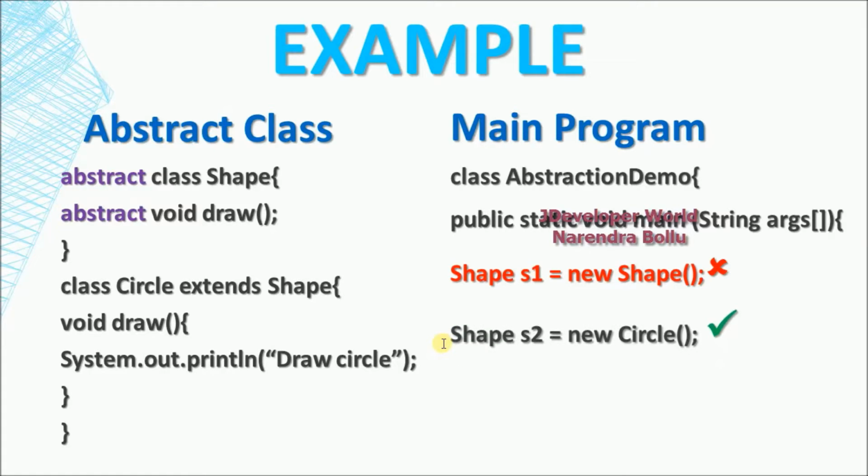But I can create it like this: Shape st = new Circle. It is an abstract class reference variable pointing to a child class object. I can create an object of this child class, new Circle, and I can call this method st.draw. It will print draw circle. This is the example for abstract class and child class implementing the abstract class.